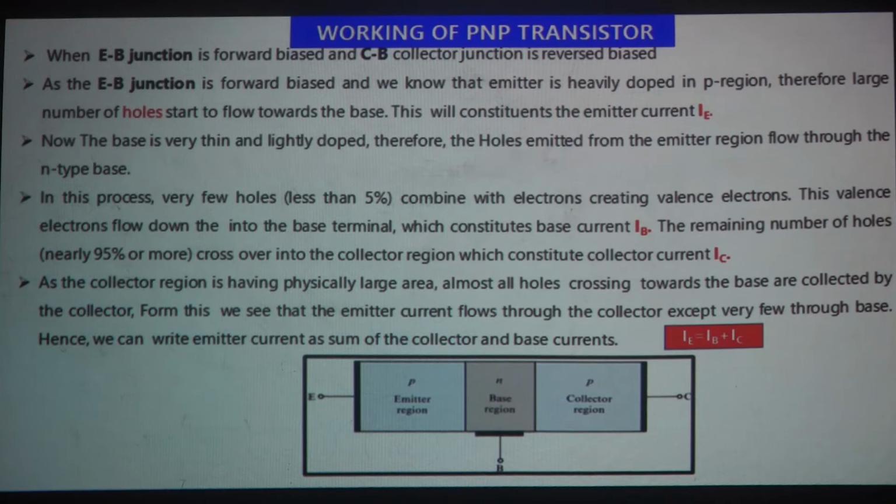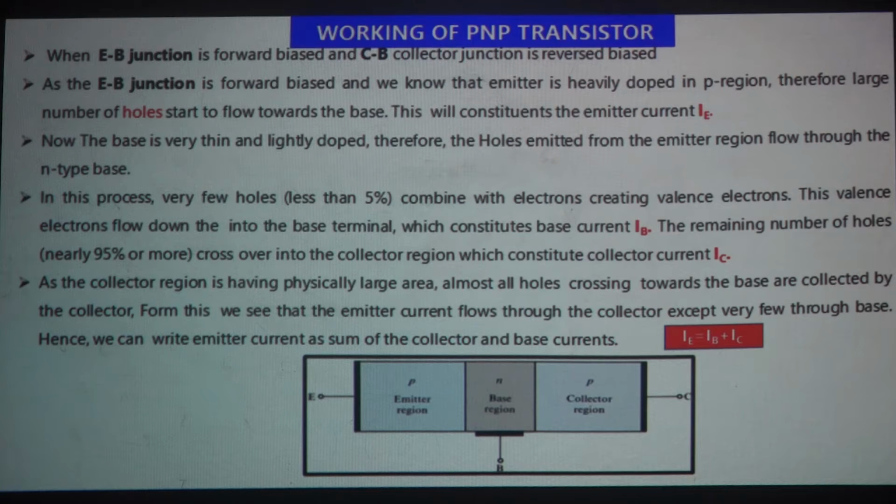Now we see the working of the PNP transistor. See the diagram given below. When the emitter base junction is forward biased and the collector base junction is reverse biased, this is the basic condition for any type of transistor, whether it is a PNP transistor or an NPN transistor. The emitter base junction is always forward biased and the collector base junction is always reverse biased.